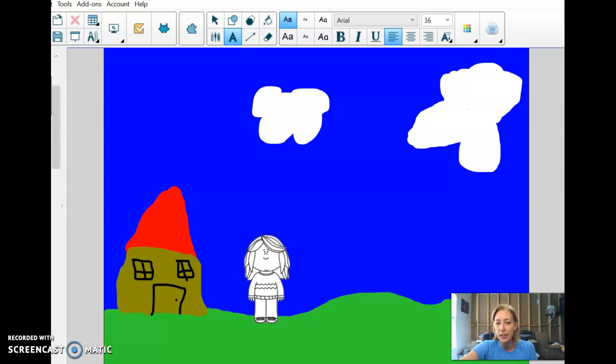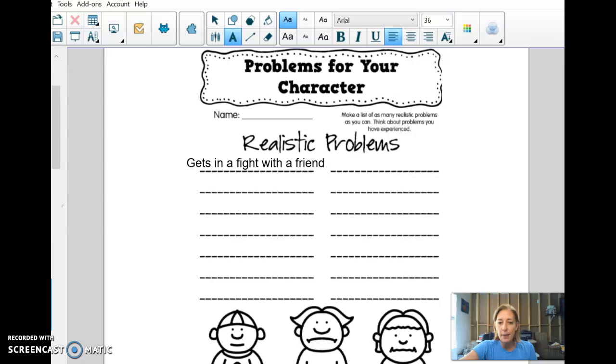So here's my character again from yesterday, Violet. I already know my character. I already know where her setting is. So today I'm going to think about some problems that Violet could get into. Now remember, this is realistic fiction. So her problem is not going to be a superhero came down and stole a lightsaber. They're going to be problems that a real little girl would have.